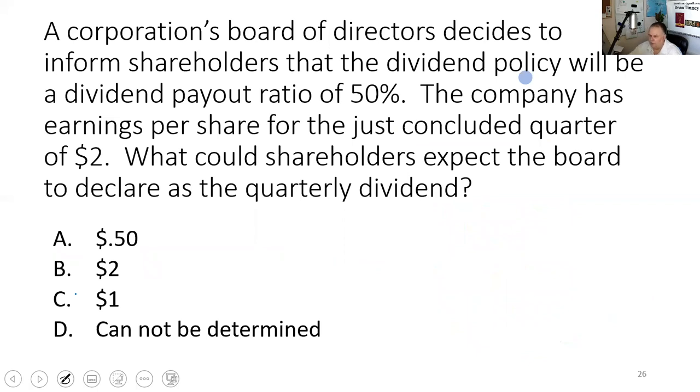A corporation's board of directors decides to inform shareholders that the dividend policy will be a dividend payout ratio of 50%. So again, what I'm testing you on is this dividend payout ratio without actually telling you what it is, because I want to make you do it without telling you the formula, right?